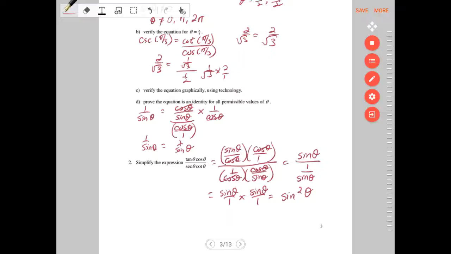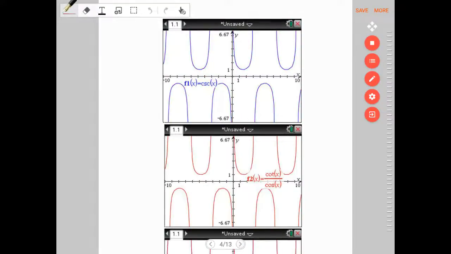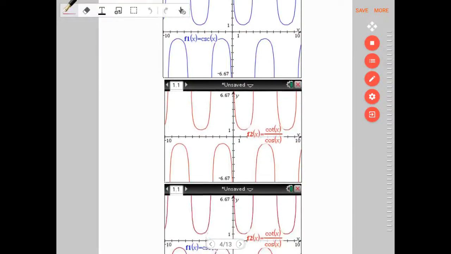Please note where I put the squared on the sine theta. Again, sine squared theta is the same thing as sine theta all squared. Okay? Good. Nice little notation for you to make things simpler. Okay, awesome. There's your graphs.